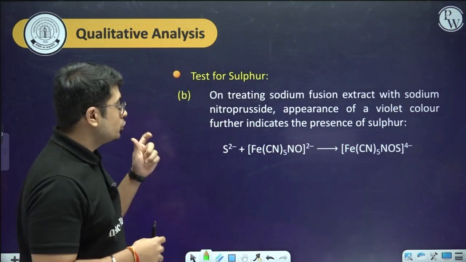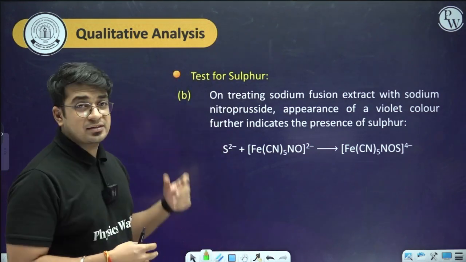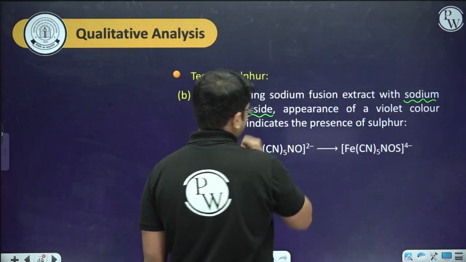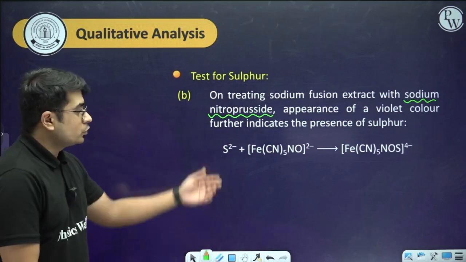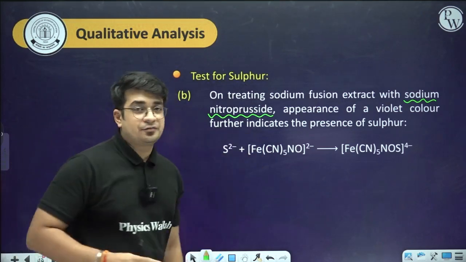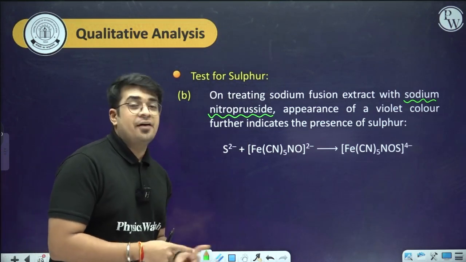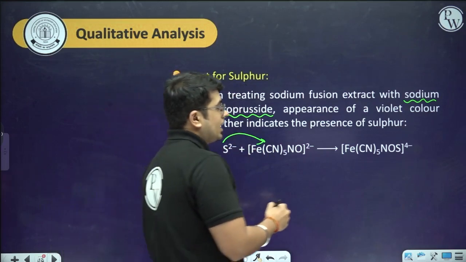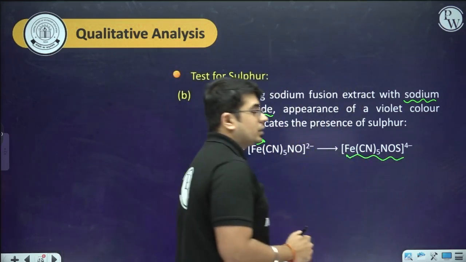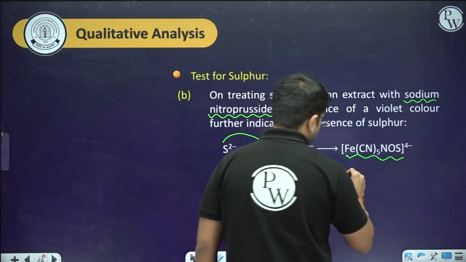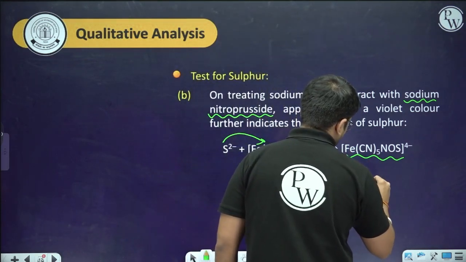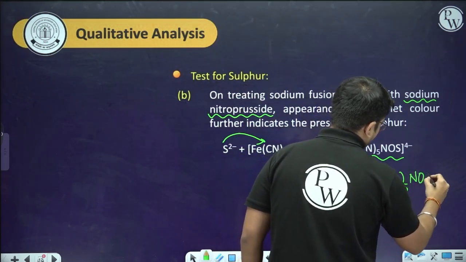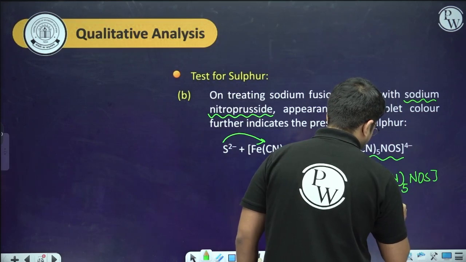For that part, I am going to use a specific solution which is known as sodium nitroprusside. It's not Prussian blue, it's sodium nitroprusside. So you are going to use Na2[Fe(CN)5NO], and eventually after the reaction, the sulfide is going to react with this complex and form [Fe(CN)5NOS]4-, or you can say that it's going to form Na4[Fe(CN)5NOS].